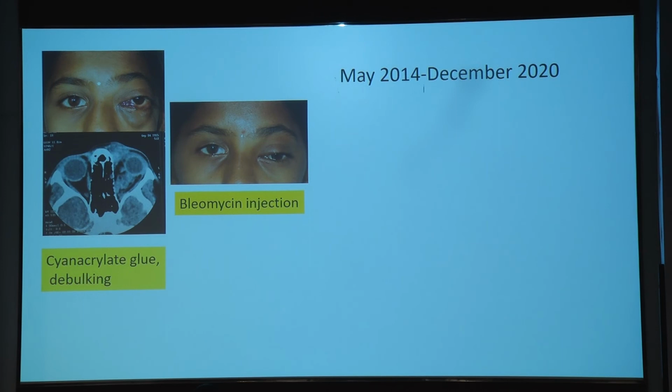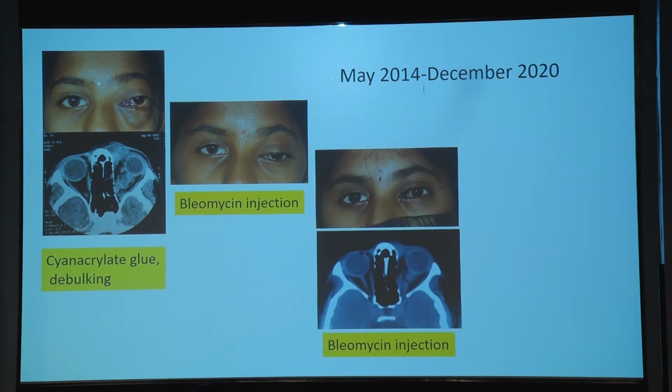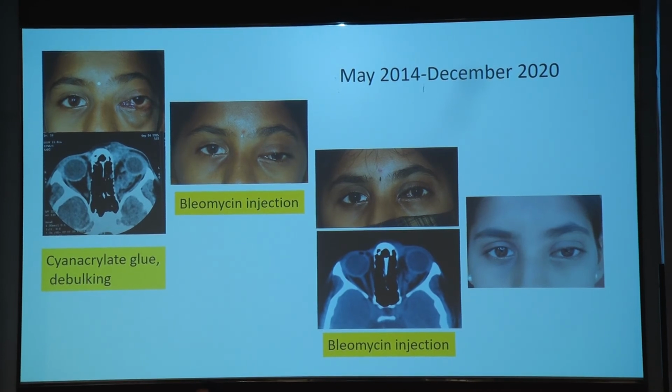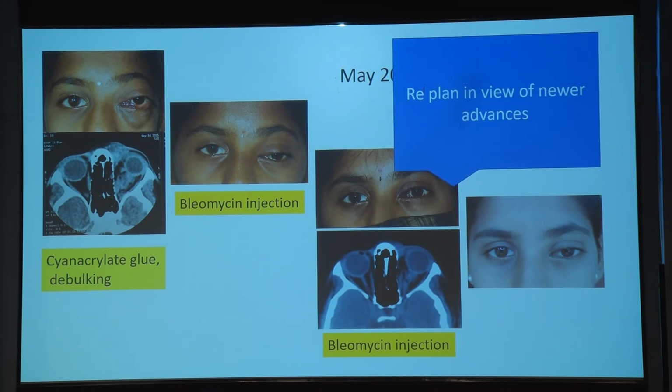In 2016, she comes back saying, look at this, it's coming back. And so that is when I started her on the bleomycin injections. 2020, it comes back for a recurrence, and you can see it's mostly the anterior lesion, a little bit at the back. So bleomycin injection, and this is how she's maintaining now. So you might need to treat a patient multiple times, but we need to replan in view of newer advances.